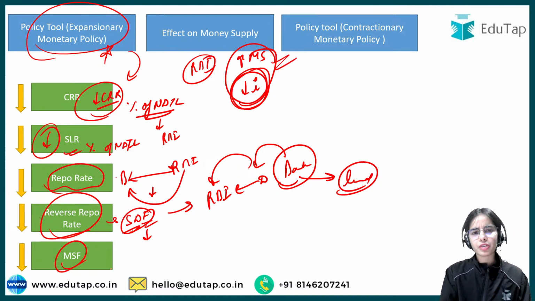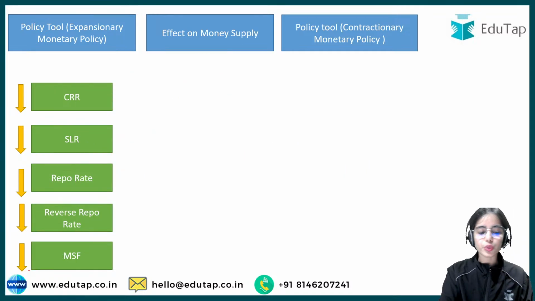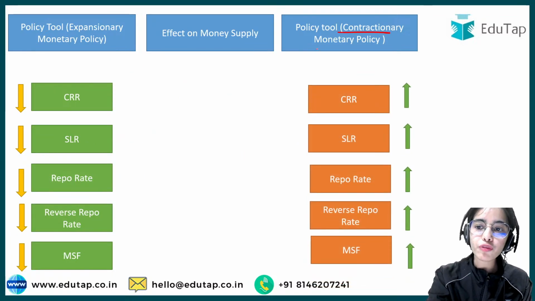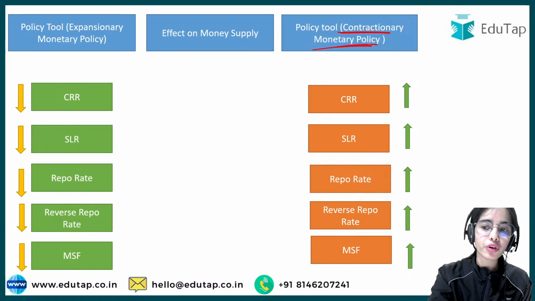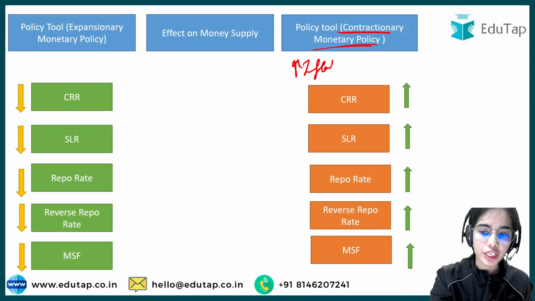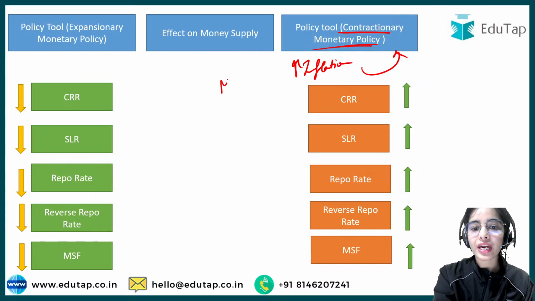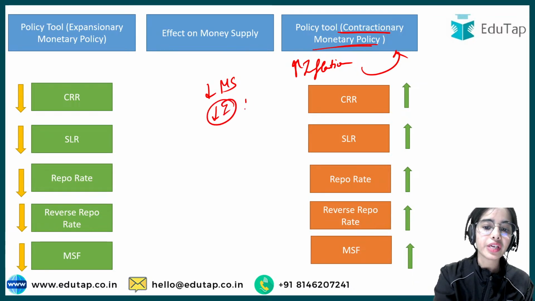MSF, that is the emergency. In the emergency case, MSF is used by the banks to take loans from the RBI. Now, in the case of contractionary monetary policy, if there is huge inflation, then contractionary monetary policy is adopted, where the RBI is trying to decrease the money supply, decrease the inflation in the country, decrease the demand in the country, so increase the interest rate.